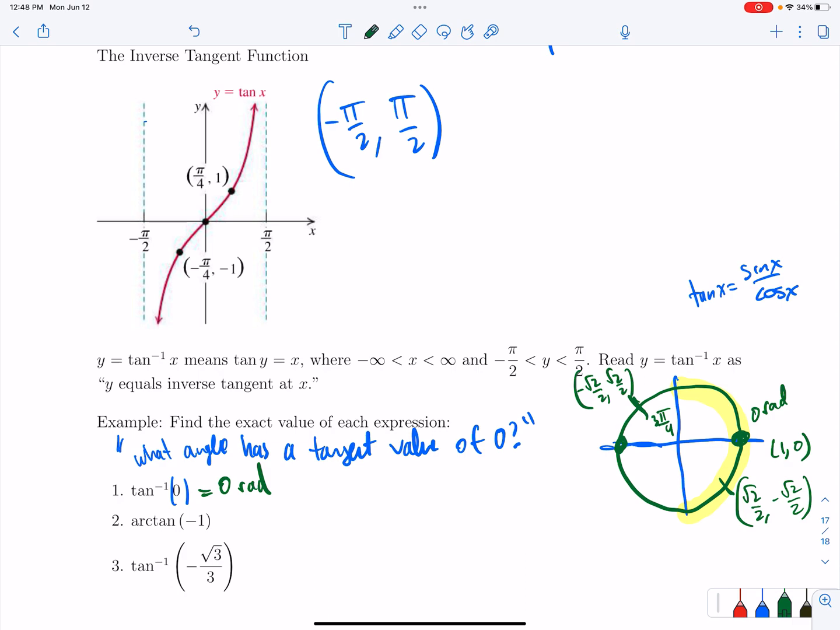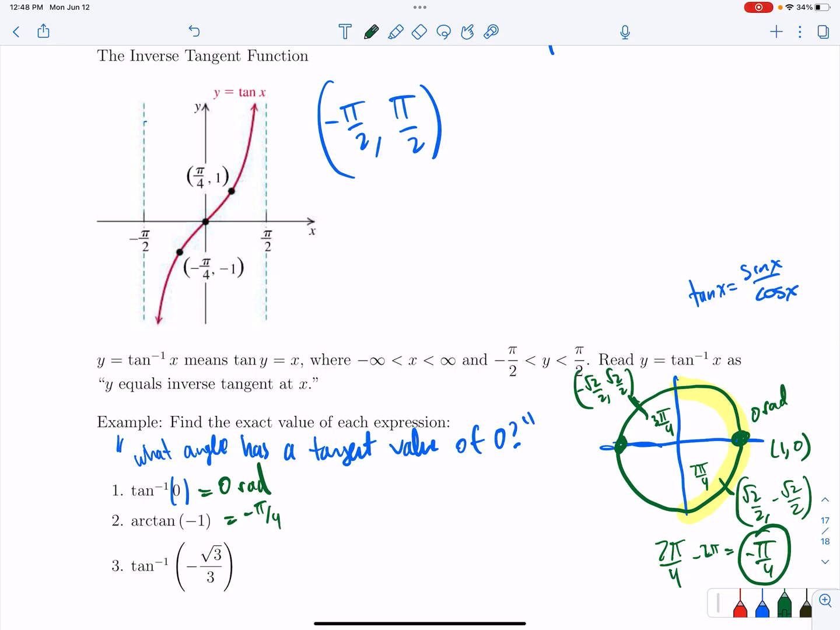The angle in quadrant 4, well, I could say 7 pi over 4, but that is not in the range that we want. So if I subtract 2 pi from 7 pi over 4, we're going to get negative pi over 4, and that is in the range. So this is negative pi over 4 that we want.